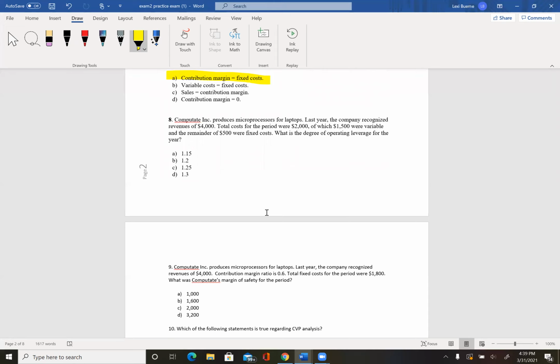So to find this, I'm just going to switch over here. First, you're going to do your sales minus variable. So that's going to be the 4,000 minus the 1,500. That's what you're always going to start with. It's going to be 2,500. Then you take the 2,500 and subtract out the fixed. It's going to be very similar to what we did in the other question. That gives you 2,000.